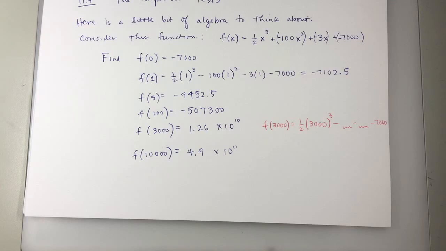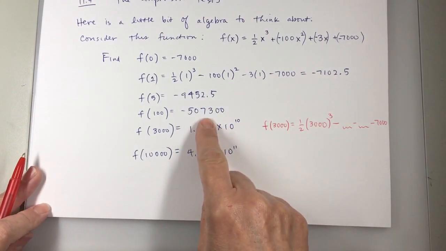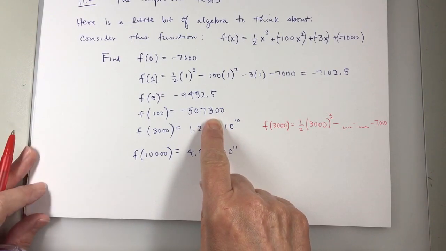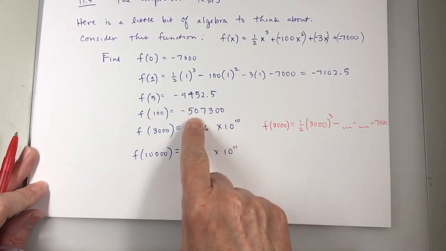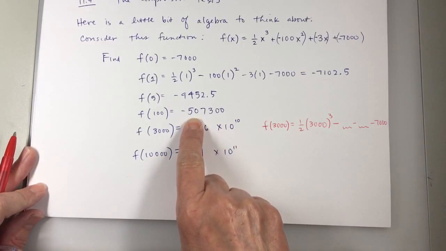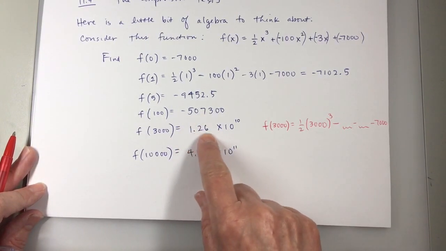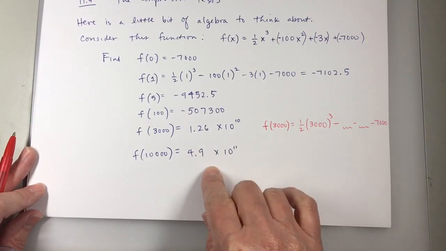And some of you who plugged in these other numbers, you got negative numbers. In fact, here we got negative 507,300 something or other, pretty large in magnitude for a negative number. But then at some point, we're getting this scientific notation. This is a positive number, this is a positive number.